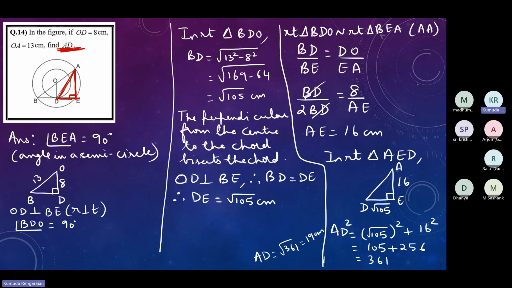We have to find AD. AD is the side of this triangle ADE. And this triangle ADE is right-angled at E, because angle in a semicircle is a right angle. So AD is the hypotenuse. To find AD, you need to know the legs AE and DE. So find AE and DE and then find AD using Pythagoras theorem. That's what we worked out earlier.